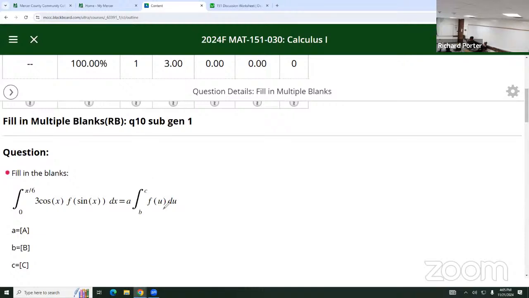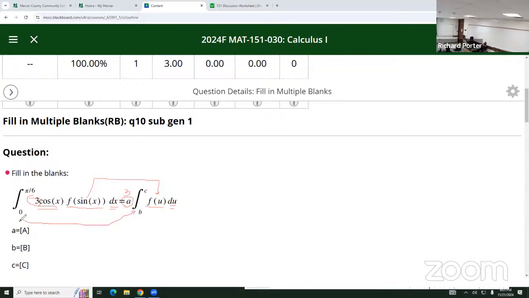Okay. So this is f of u, and this is f of sine of x. So I know sine of x is going to be u. Okay, this dx and the cosine is probably going to be the du. Okay, so there's all of that. The 3 is probably just going to come out front and be the a. So that'll just be 3. But what are the limits going to be? I had a 0. Is it going to stay 0, or is it going to turn into something else? Tell me how I figure out what it is.